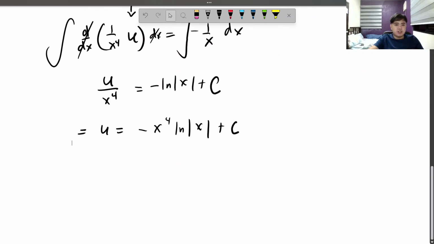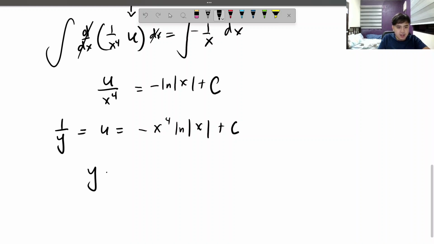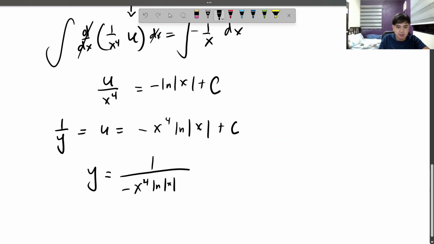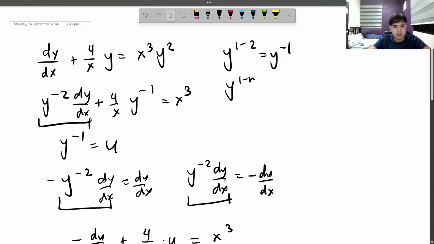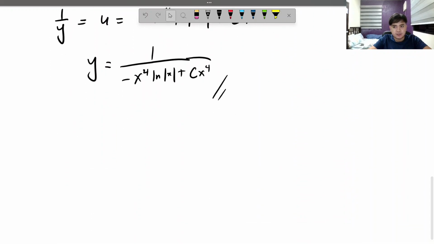So that means y to the negative 1 is this, and y to the negative 1 is 1 over y. So to finish this, y is equal to 1 over negative x to the 4 ln of the absolute value of x, plus c. We forgot x to the 4 here, sorry, plus c x to the 4. That is the general solution for that question. All right, so let me just recap. There you go.